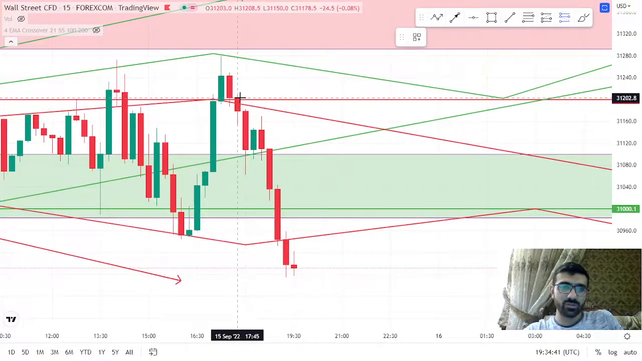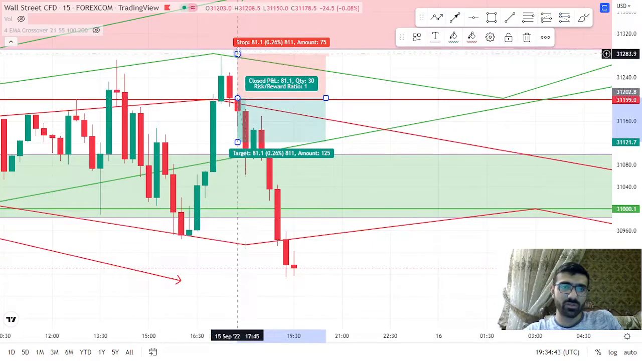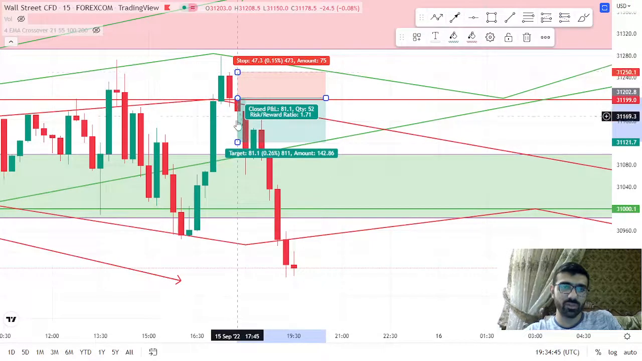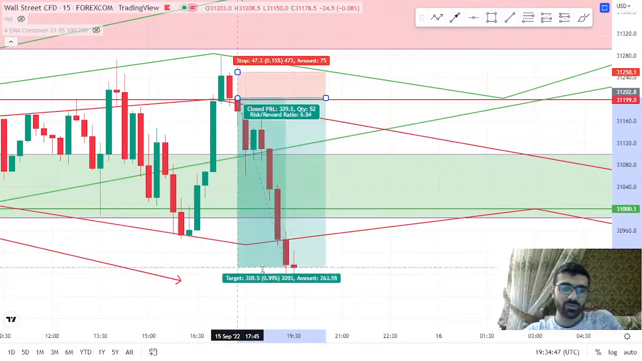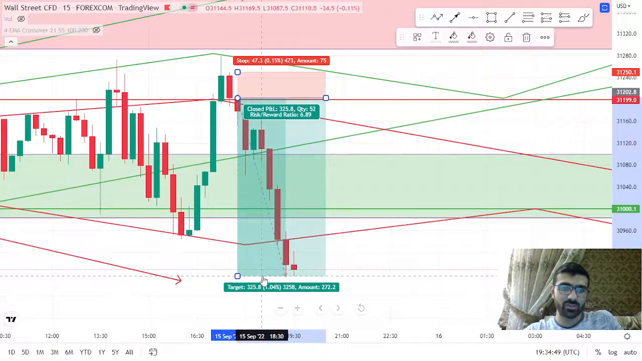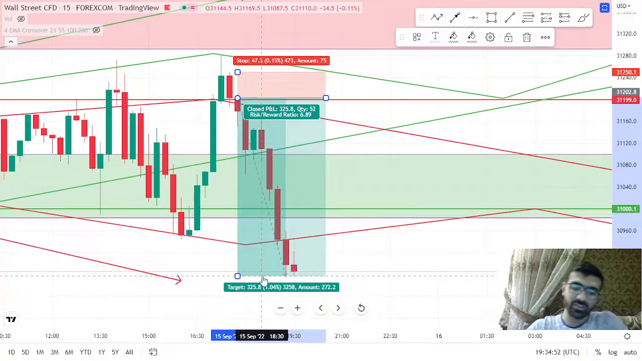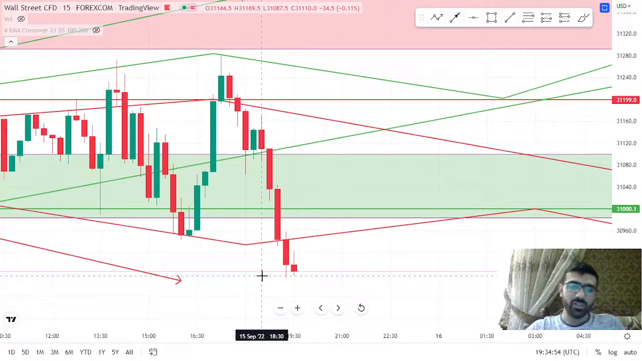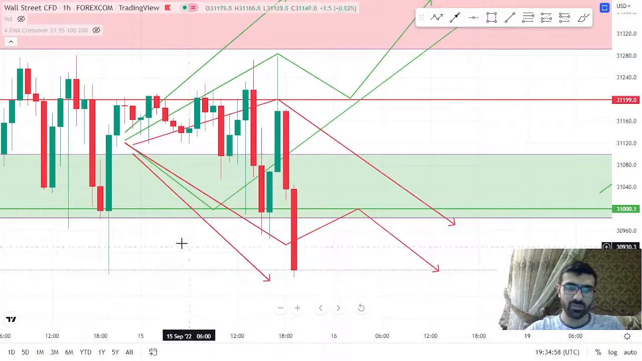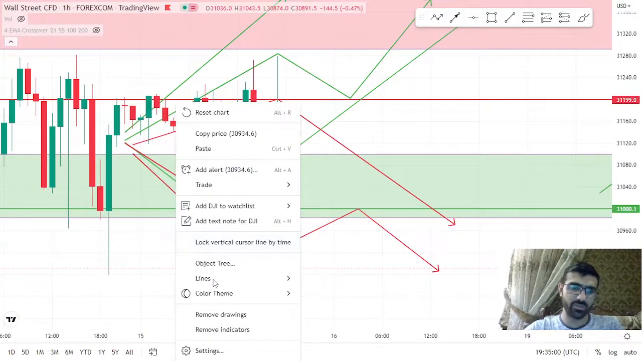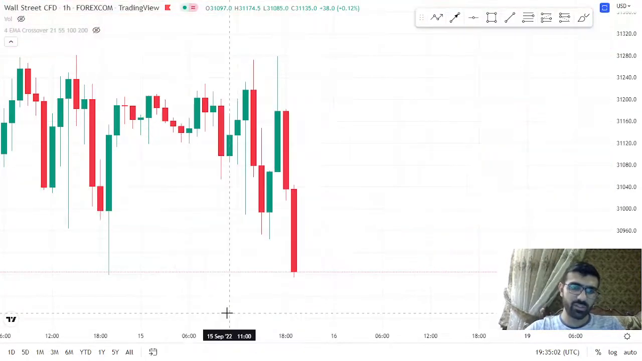Okay, so if we would have gone short from here, my stop loss would be over here and my take profit would be still continuing, which is 6.8% and still continuing profit. Okay, so now let me go back to the 1 hour chart and let me remove the previous day scenarios and let me give you fresh scenarios for tomorrow.